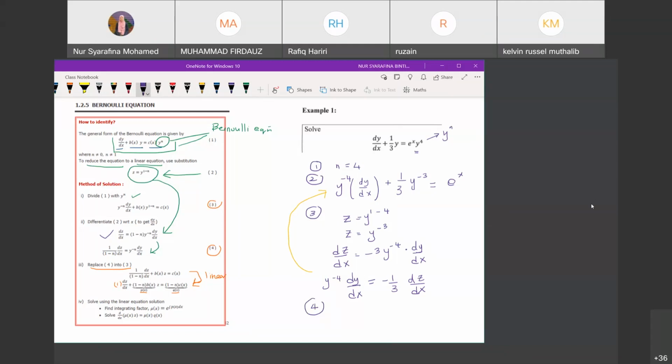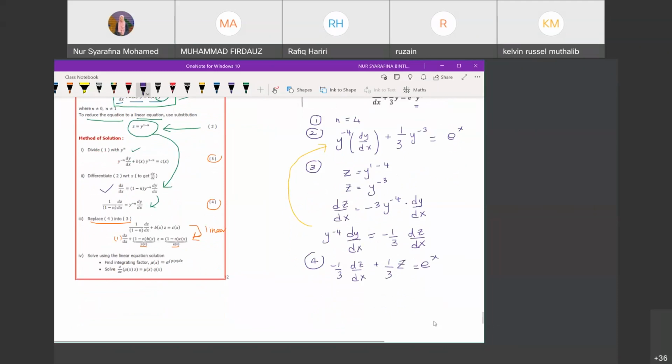So substitute, y^(-4) dy/dx is now -1/3 dz/dx, plus 1/3 y^(-3) becomes 1/3 z, equals e^x. Then simplify in order to make the coefficient become 1. So you will have dz/dx - z = -3e^x.